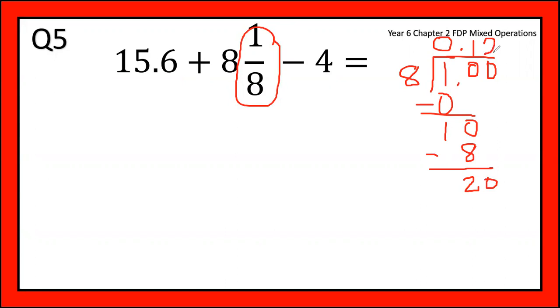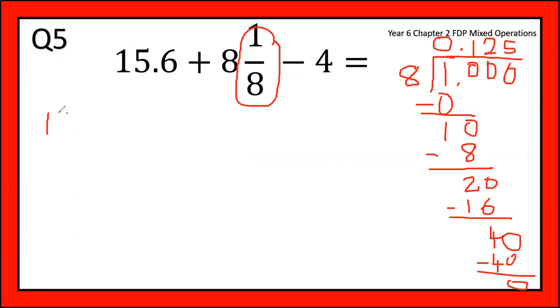Now you'll have 20. 2 times 8 is 16. 20 minus 16 is 4. Add another 0, bring down the 0. 40 divided by 8 is 5, and that's it. No more remainder, because 40 minus 40 leaves 0. So your answer: 1 over 8 is 0.125.